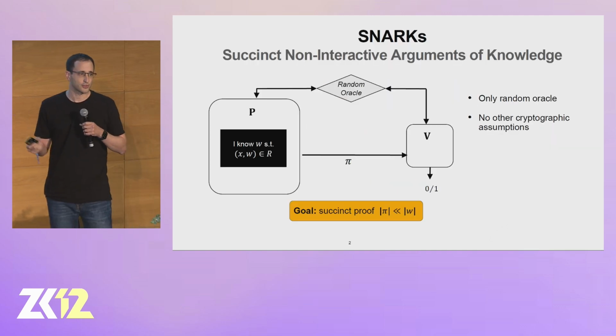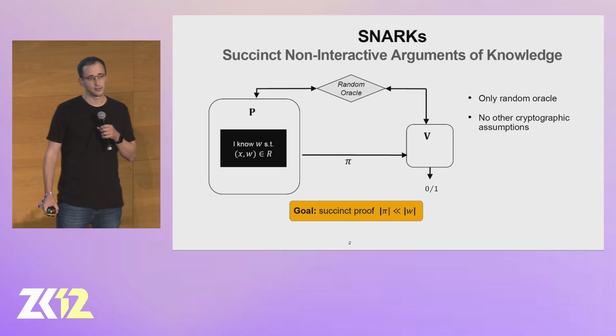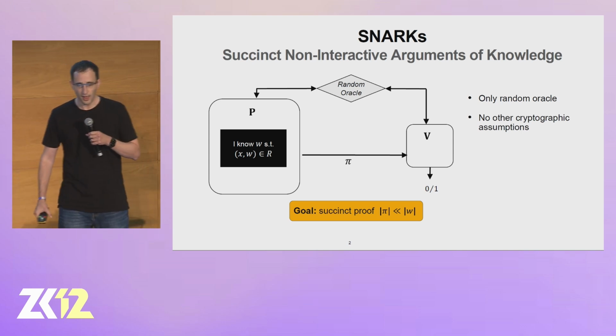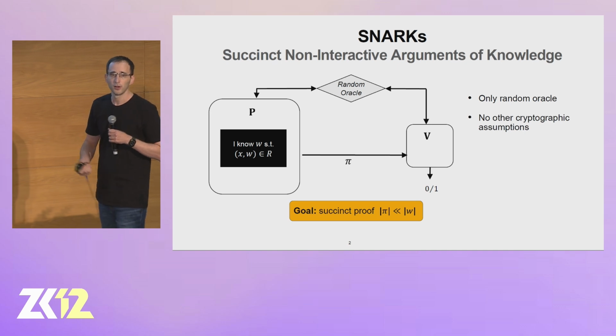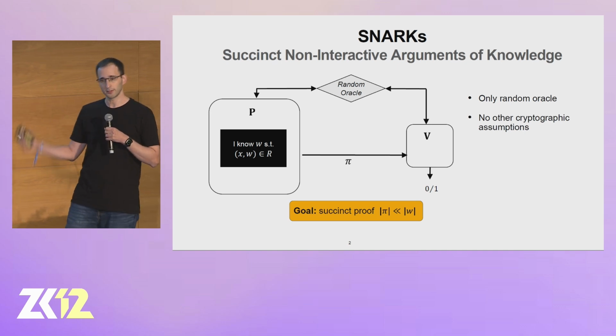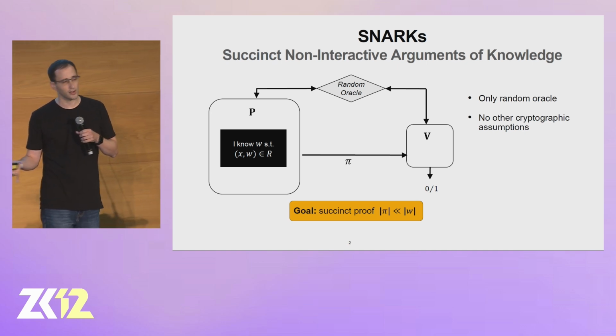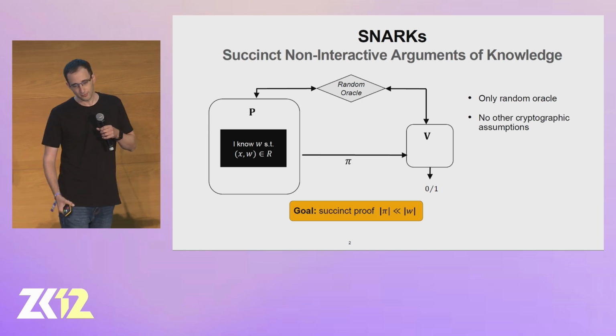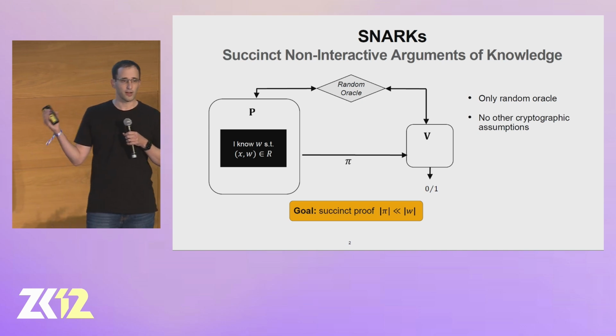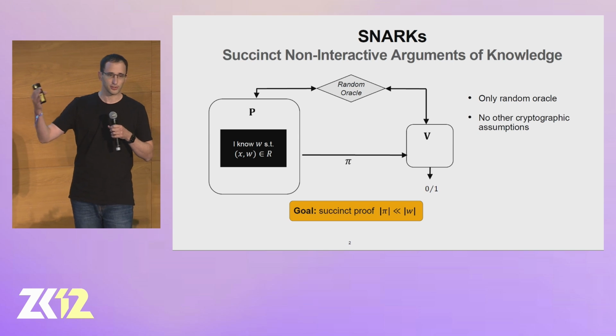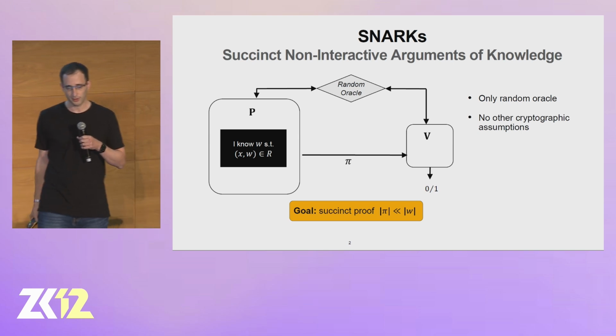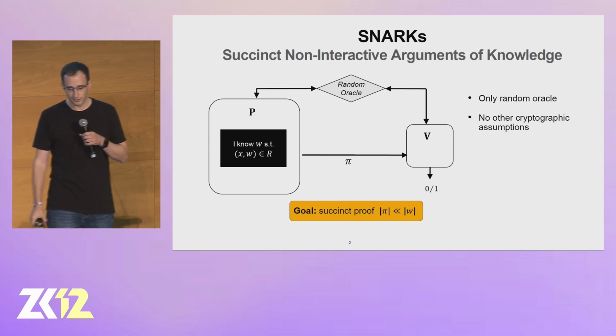So first, we're at the ZK Summit conference, and what are our goals? We want to construct SNARKs. These are succinct non-interactive arguments of knowledge. So we have a prover and a verifier. The prover wants to convince the verifier that he knows the solution, that he knows a witness to this instance.